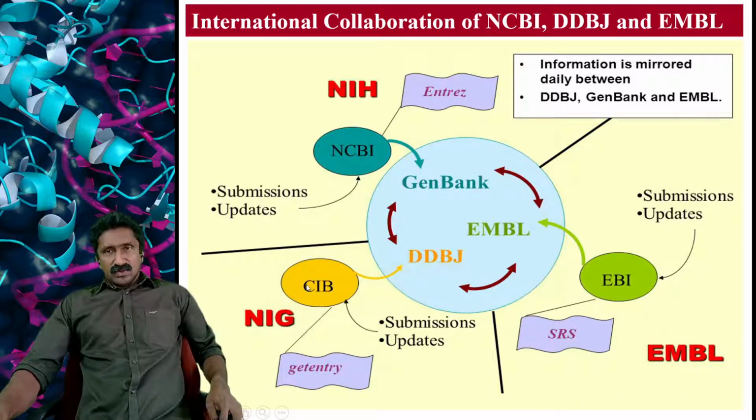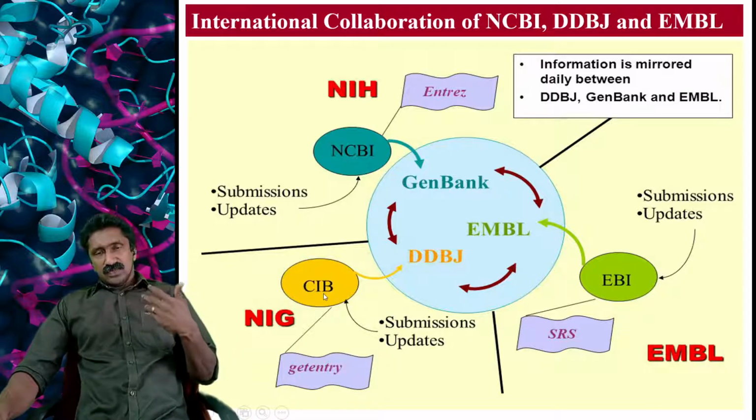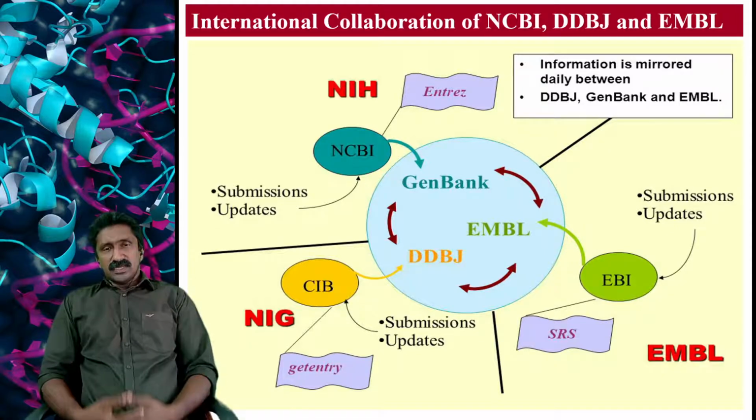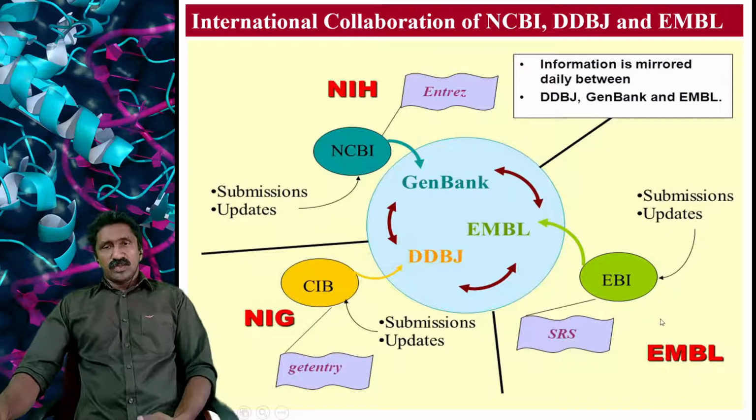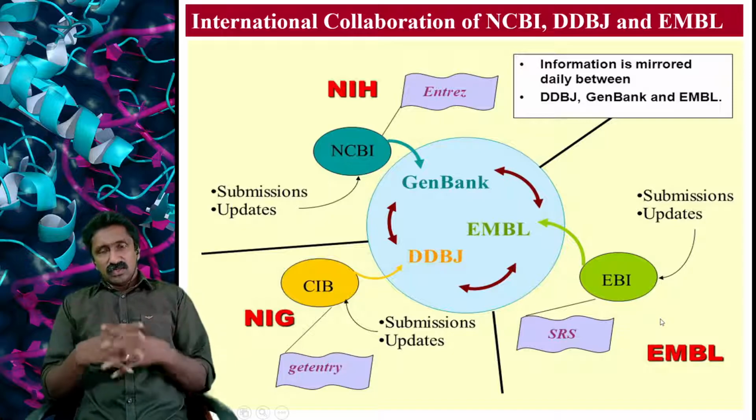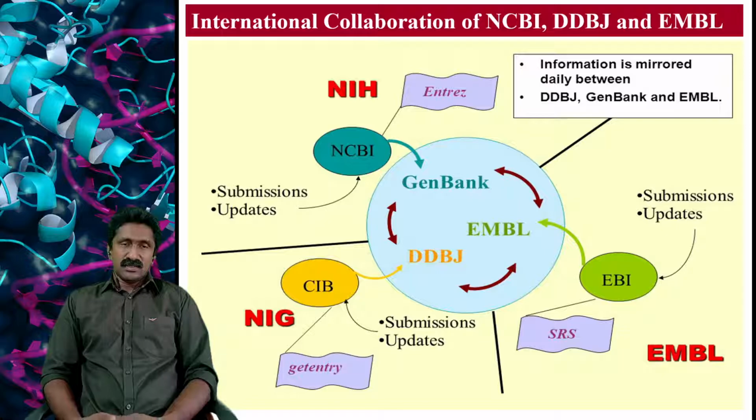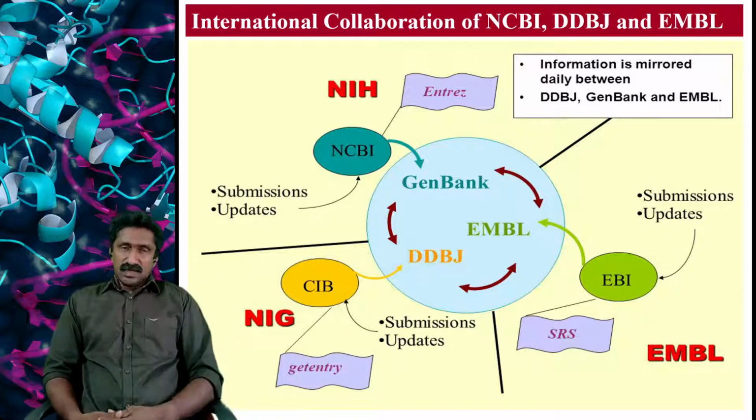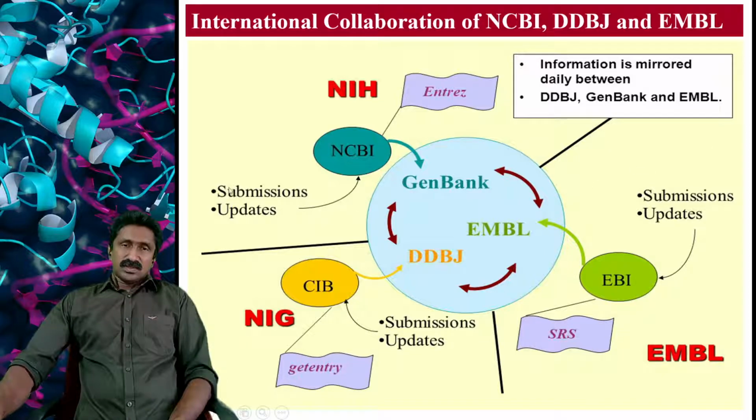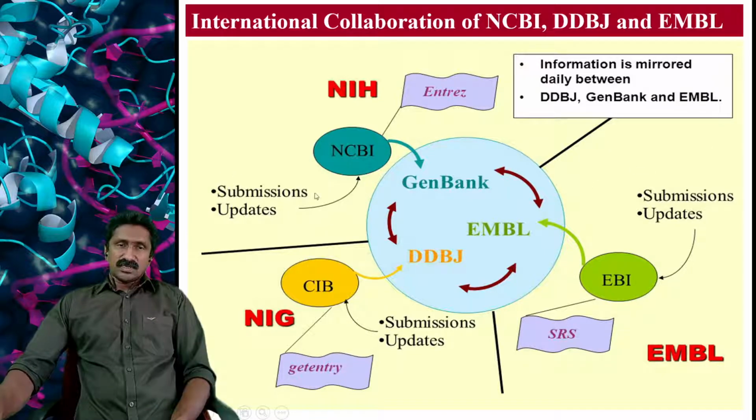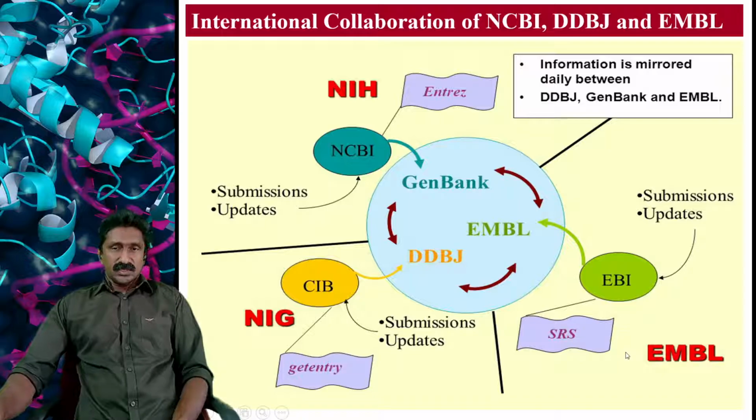the Japanese interface, or European interface, or European database. So in all the interfaces, whoever is searching with their query will be provided with the same information that is submitted in the GenBank. So that means there is a sharing system. The submissions and updates submitted to one database will be shared or synced with the other databases, and that will be made available to the others.